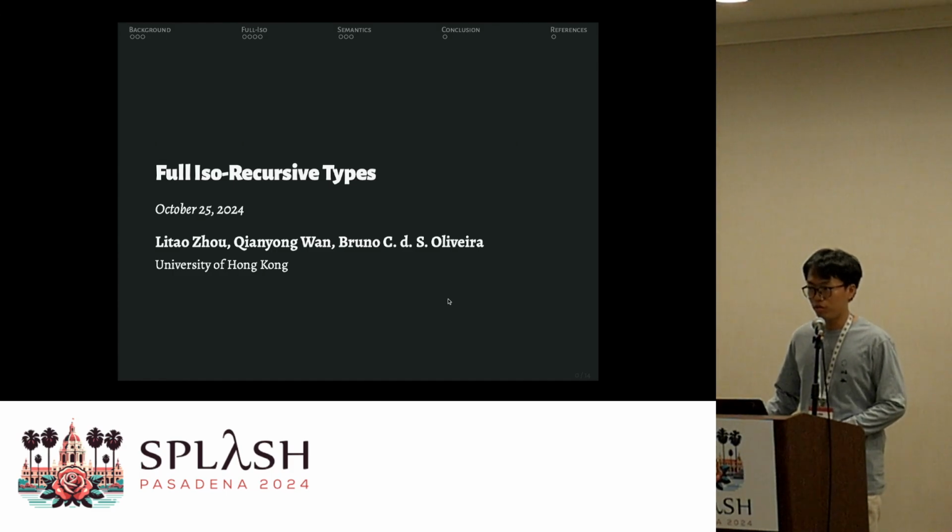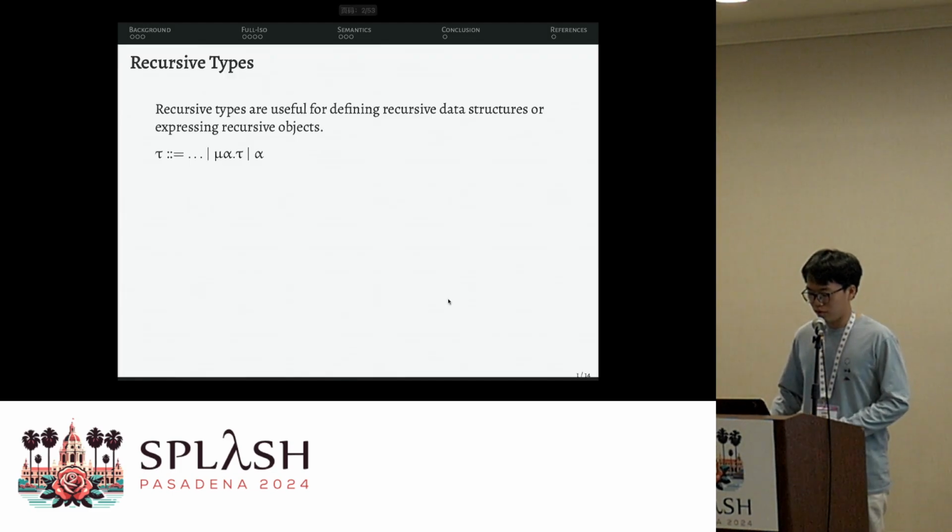This talk is about full iso-recursive types. My name is Litao Zhou, and this is joint work with Qianyong and Bruno Oliveira from the University of Hong Kong. So to give you a background, let's start with recursive types.